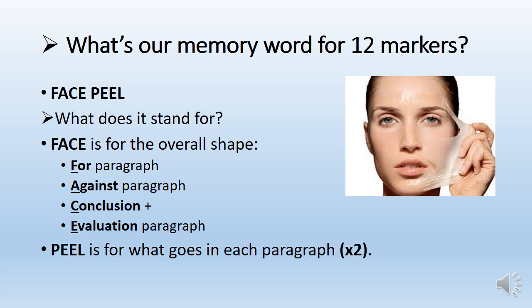So PEEL is for what goes in each paragraph, doesn't it? And that's your point, evidence, explain, link, as you know from English or other subjects. However, if you want to make it really strong, you might want to think about making the second E also an E for evaluation. So point for this side, whether it's for or against your conclusion, the evidence to back it up. And as you're explaining it, if you can, evaluate it too, so that you're threading your argument through the whole answer, and the examiner can really see you've made a judgment all the way through and by the end.